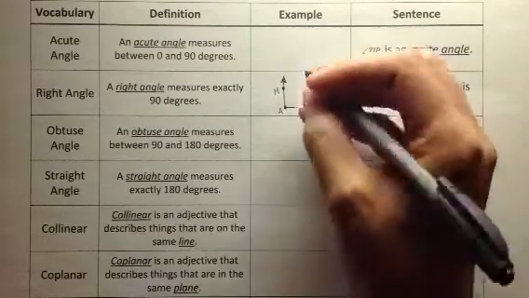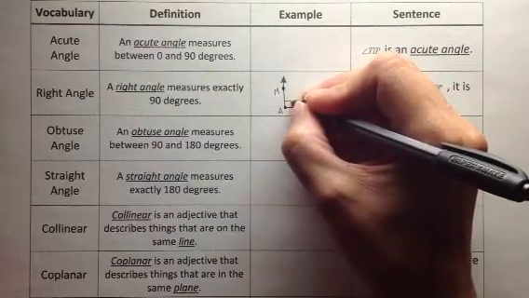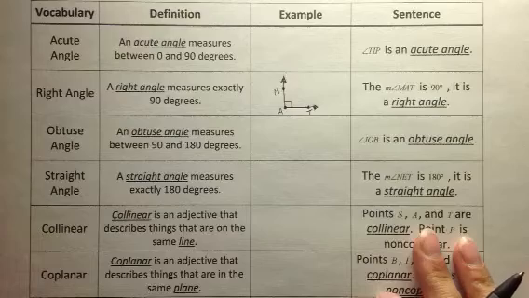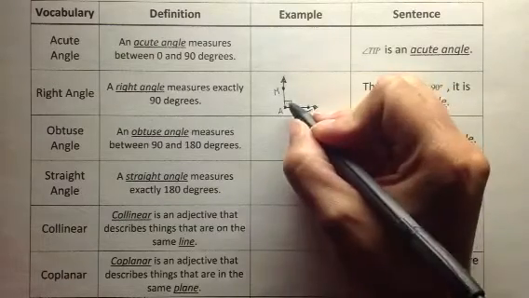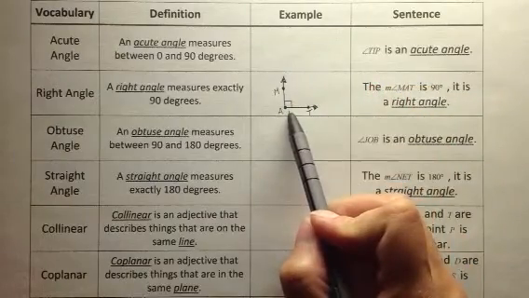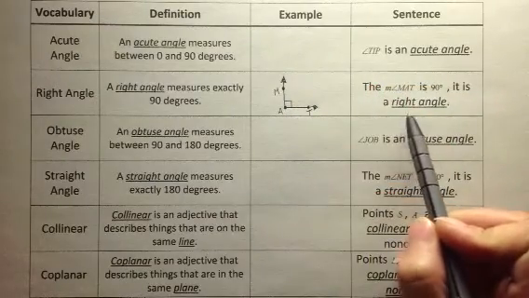Now another notation I want to show you is that if you put a little box in the corner of your angle, you're showing that that's 90 degrees. So sometimes you'll write a number in here. You could write the number 90, but instead you could just put a little box. That's the symbol for a right, 90-degree angle.